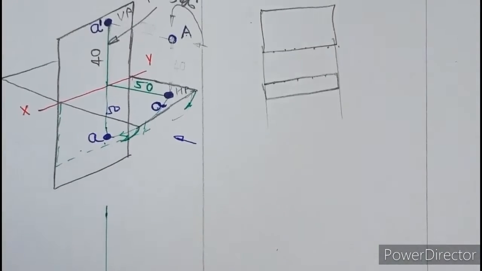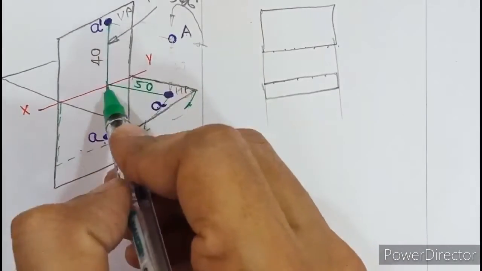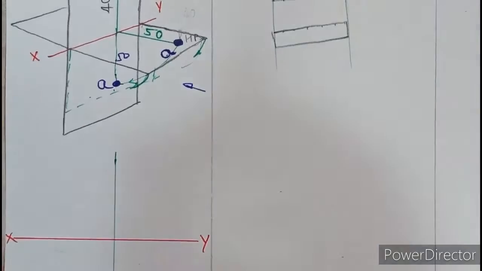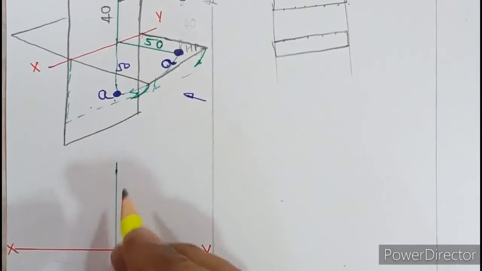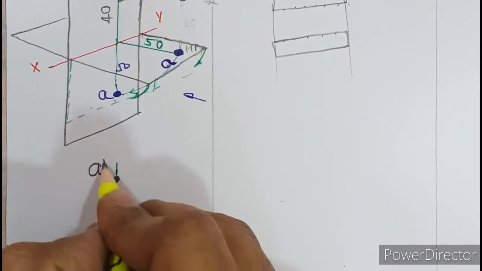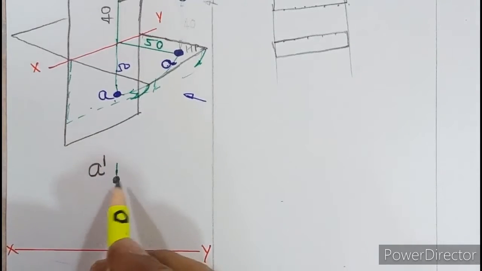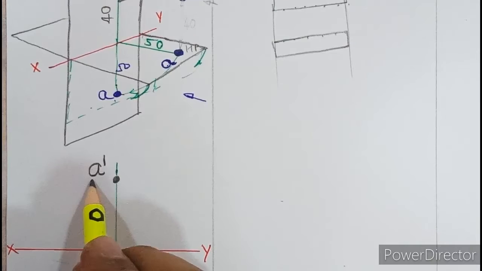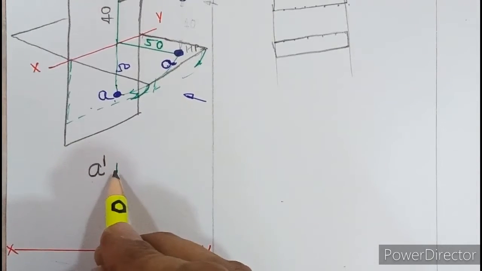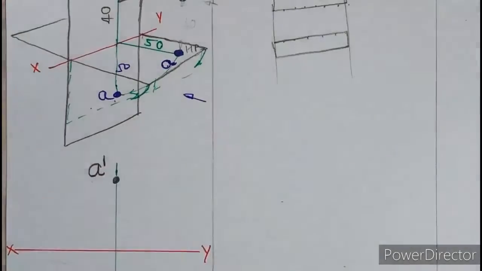Now, if you look at this diagram, A dash, that is the front view, is 40 above. From XY, you need to move up by 40 and mark a point here. So this point is A dash. Now where to write A dash, all of you observe this. A dash should be written on the left side and above. I will tell you why above. So it should be written where? Left side and above, compulsory.